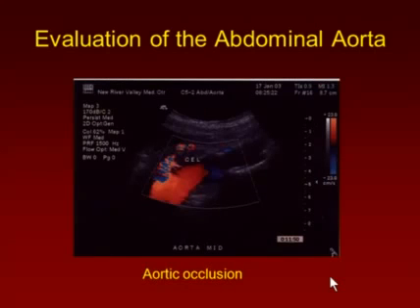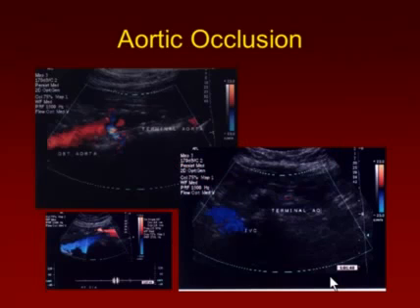Occasionally we will identify aortic occlusion. When that is done, you want to see where the runoff is, where the collaterals are coming out, document the occlusion with spectral Doppler, and follow down. Here you can see this is occluded all the way to the terminal aorta and there is no flow present within that segment by spectral Doppler.